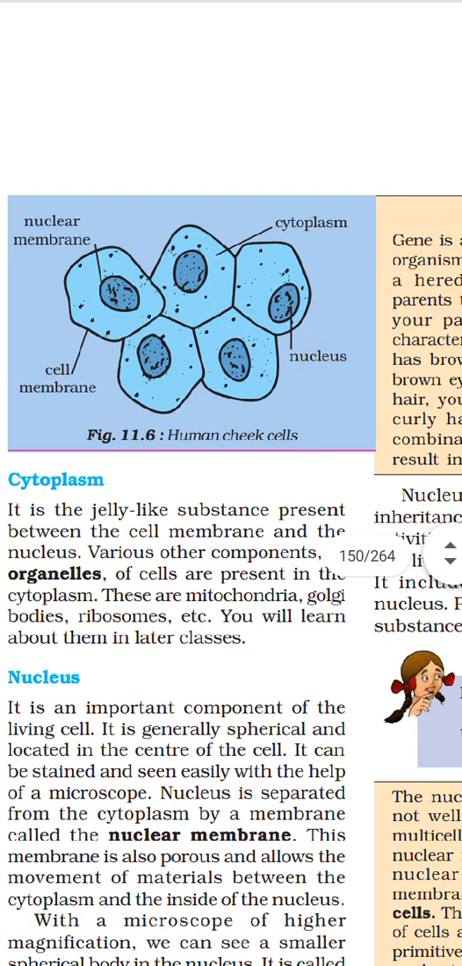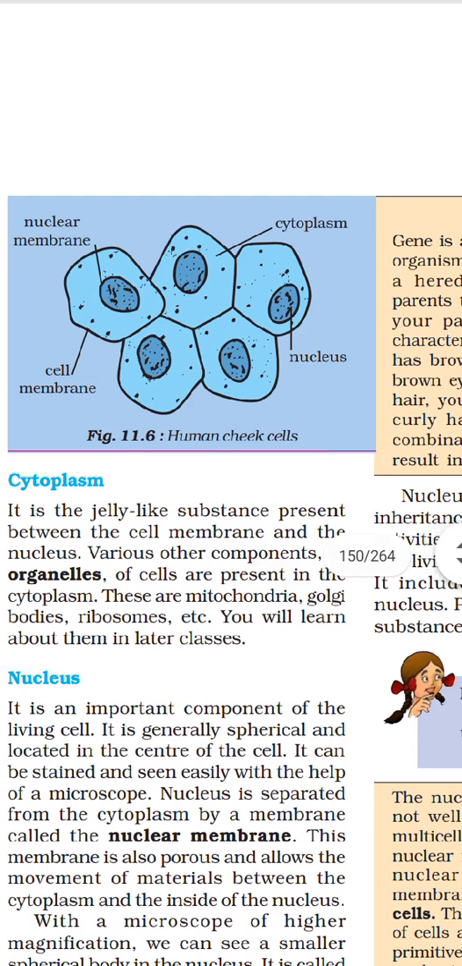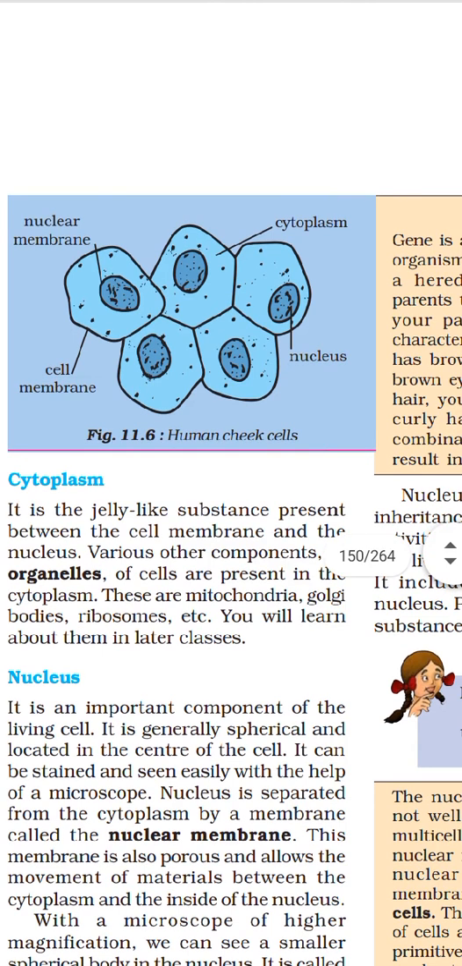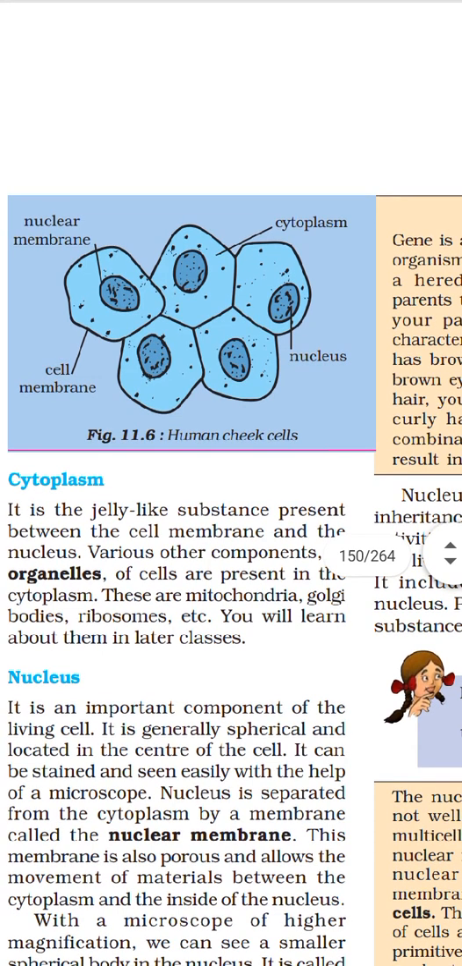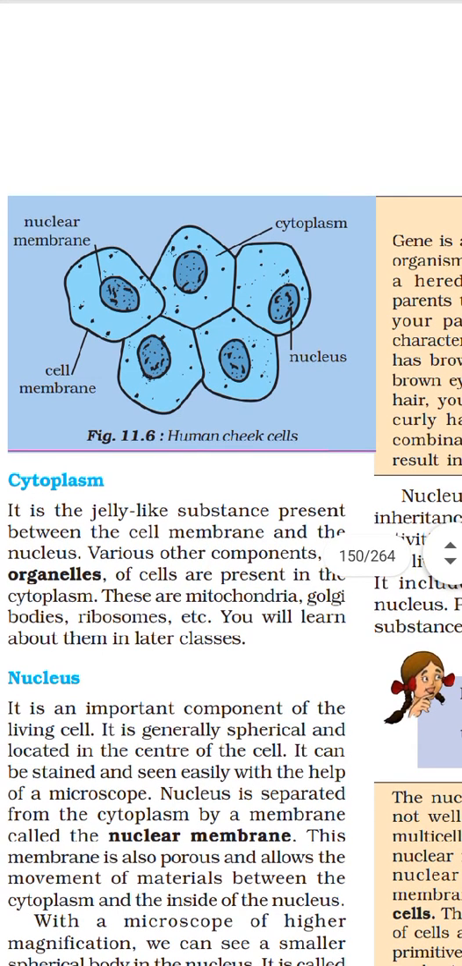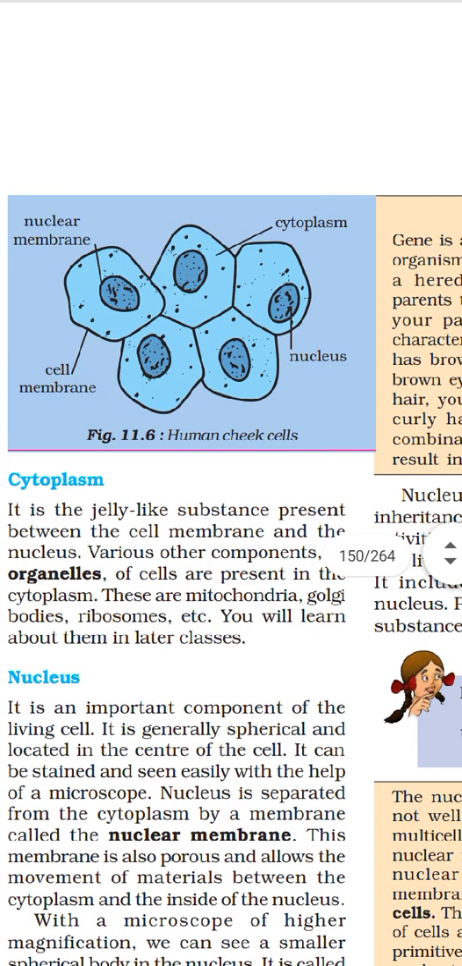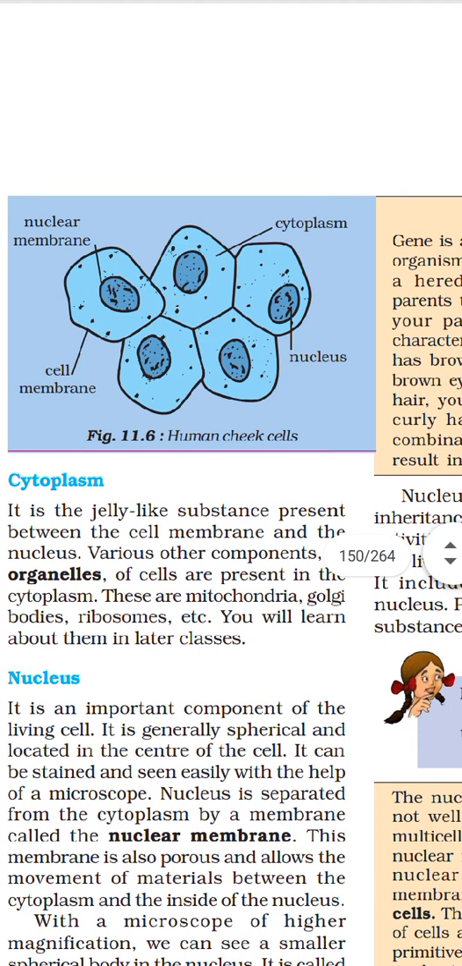Next is nucleus. It is an important component of the living cell. It is generally spherical and located in the center of the cell. It can be stained and seen easily with the help of a microscope. The nucleus is separated from the cytoplasm by a membrane called nuclear membrane. This membrane is also porous and allows the movement of materials between cytoplasm and inside of the nucleus.